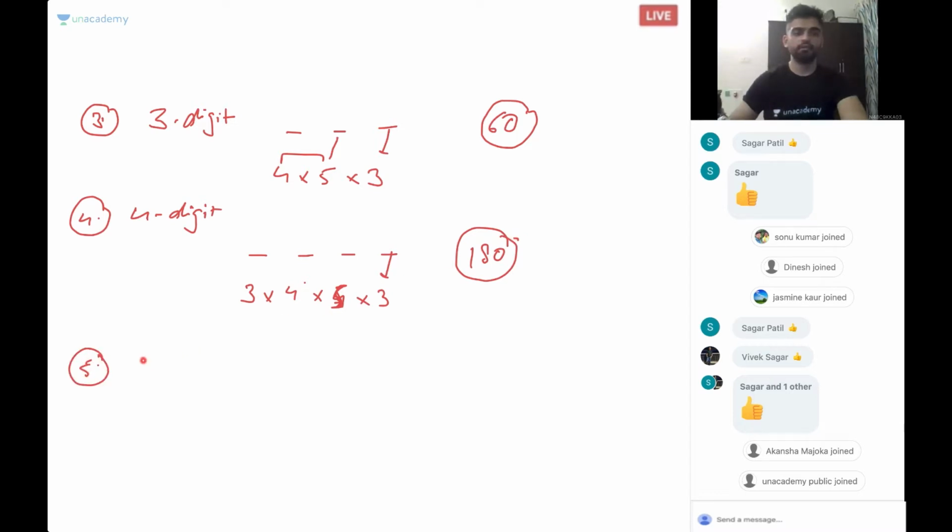Then 5-digit numbers that can be formed that are odd using these digits. The unit digit will be filled in 3 ways. This will be filled in the rest 5 number ways. 4, then 3, then 2. 180 into 2 is 360.